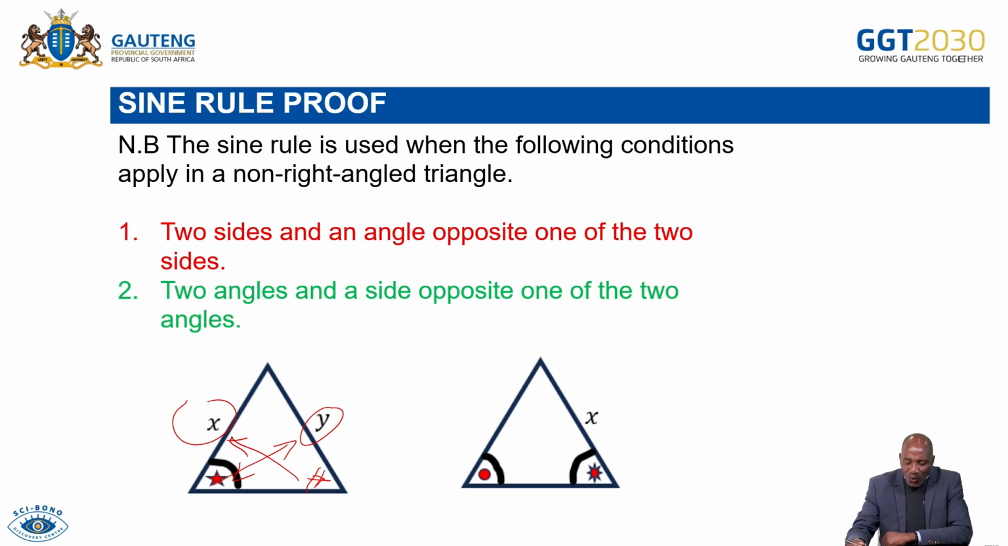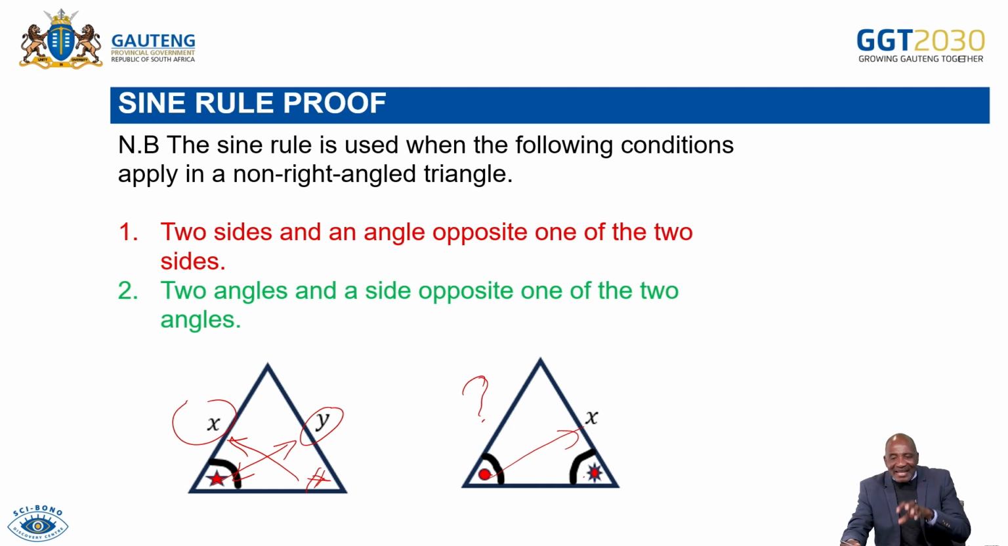Alternatively, when you are given two angles, which is this angle at the bottom and that angle at the bottom, and a side opposite one of those angles, you can apply the sine rule to find that third missing side, which is directly across the star angle, because the star angle goes with the marked side that has a question mark there.